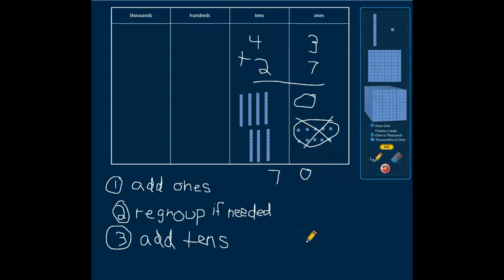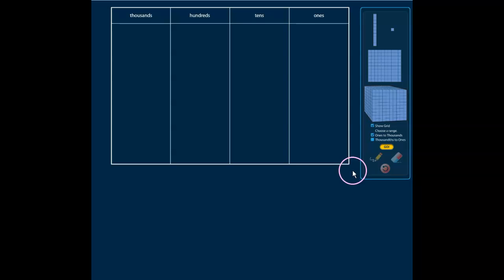How about we try another one? All right, I'm thinking of a two-digit number. 46. 46 sounds like a good number. Plus... Good, I like that one. 28. Oh, this one's going to definitely give us a little bit of a challenge. We have some work to do here.